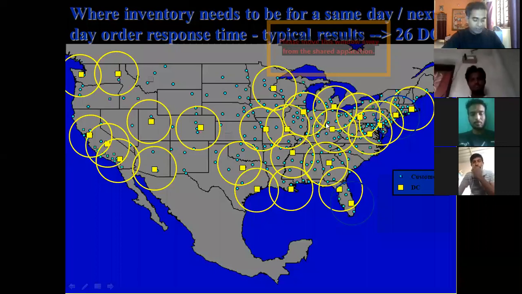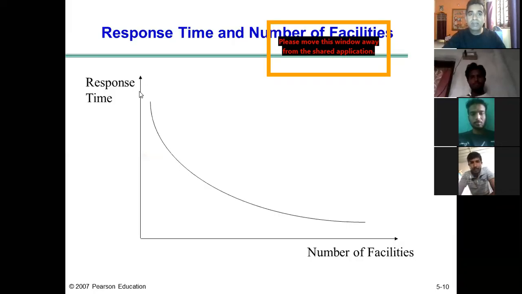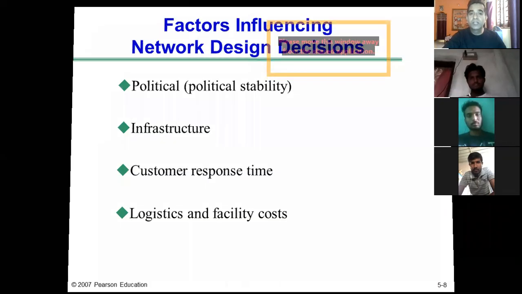So this is exactly what we learned. If you can recall, as the number of facilities increases, in the illustration it was distribution centers or warehouses, the response time goes on decreasing. So this is what is illustrated in the previous illustration.